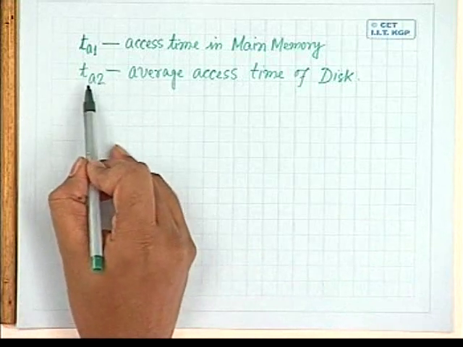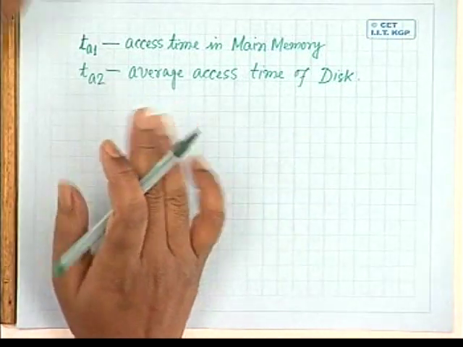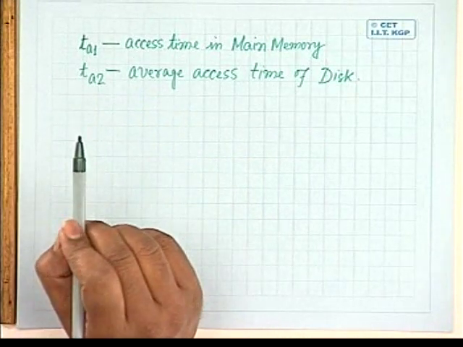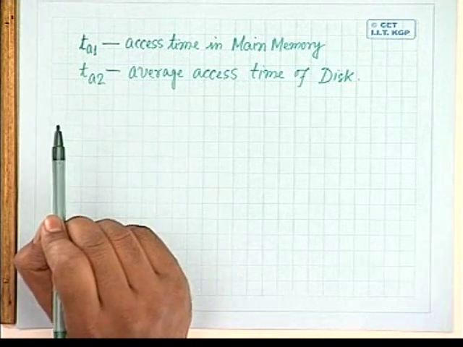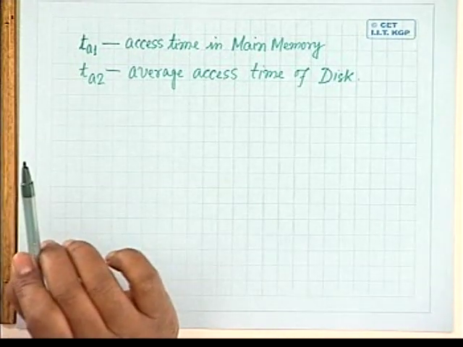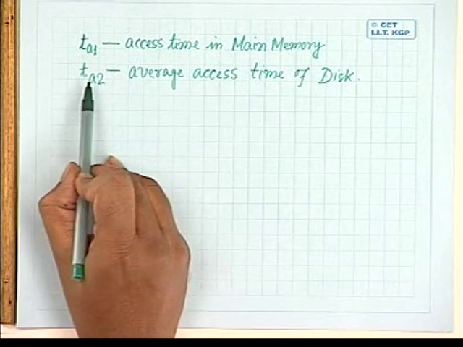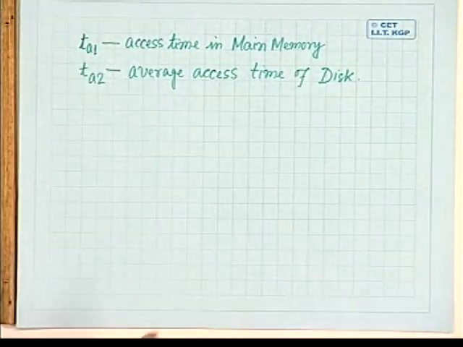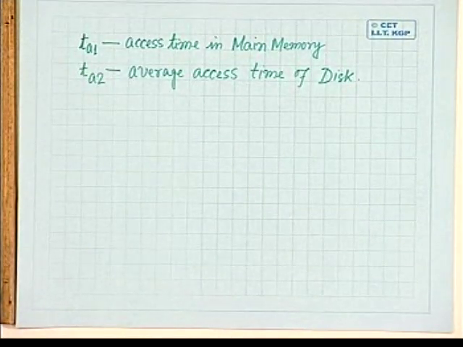Okay, so this is actually block transfer time, and how much time will be needed to transfer a particular block to main memory depends upon the relative position of the block location on the disk and the read-write head. So this TA2 will vary widely, whereas TA1 is usually fixed. So for this, what we use is the average access time TA2.